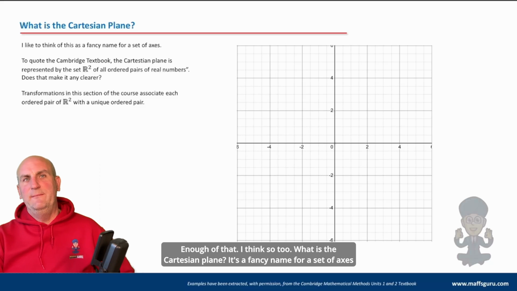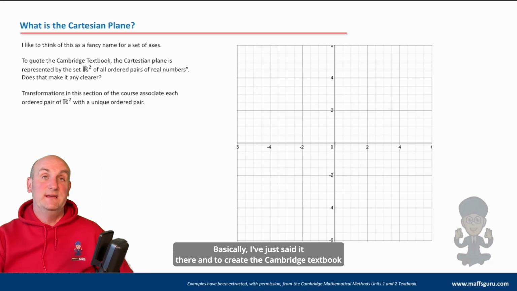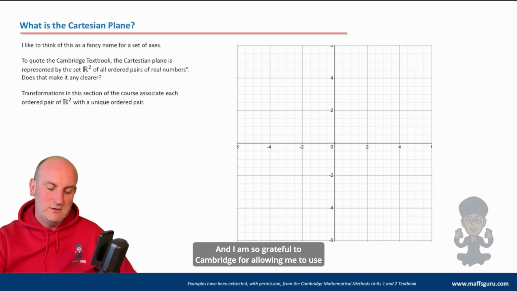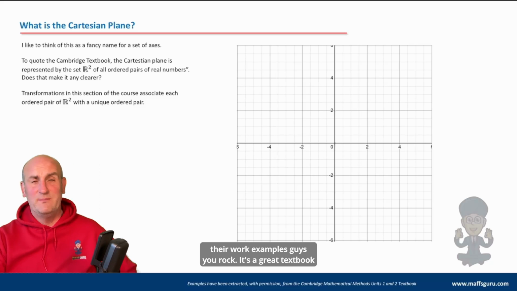What is a Cartesian plane? It's a fancy name for a set of axes. Basically, I've just said it there. To quote the Cambridge textbook, and I am so grateful to Cambridge for allowing me to use their worked examples. Guys, you rock.